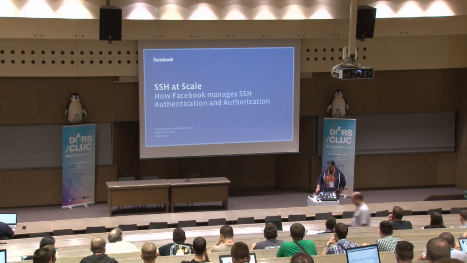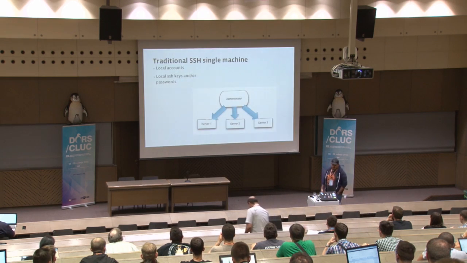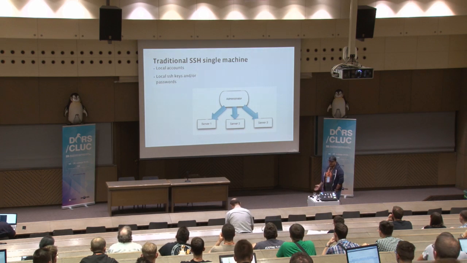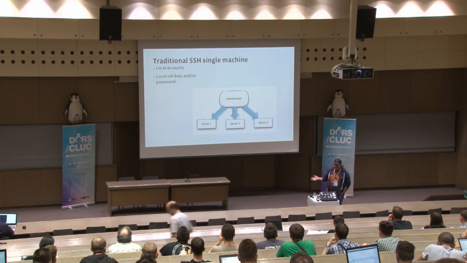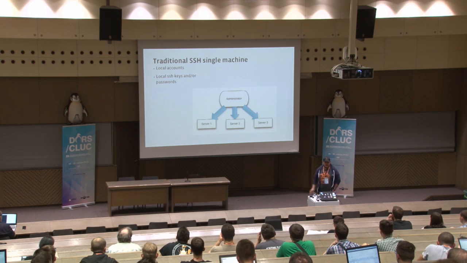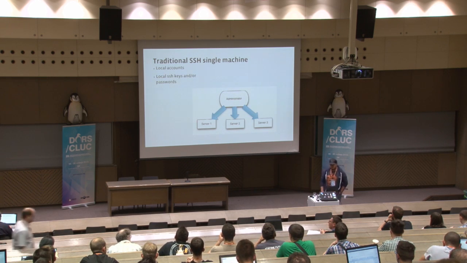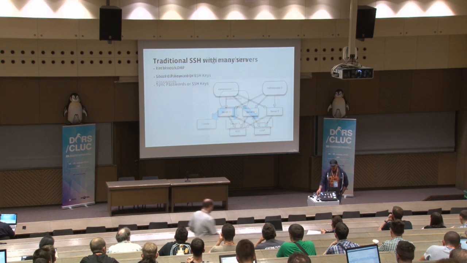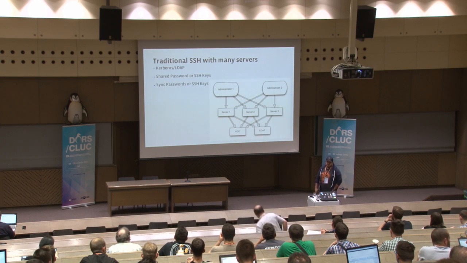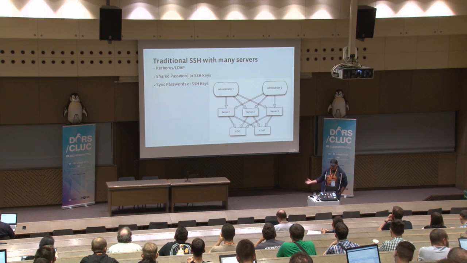So let's just start out with some traditional SSH. We all know this pretty well. You take a single machine that you're administering, or maybe you and a friend are administering, and you just use local accounts, you have your SSH key there, and you're able to get in just fine. Super easy. Maybe you set up sudoers with individual accounts so everyone gets root or everyone gets the appropriate permissions. Pretty easy, pretty straightforward.